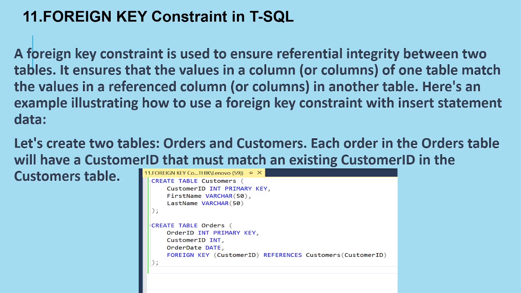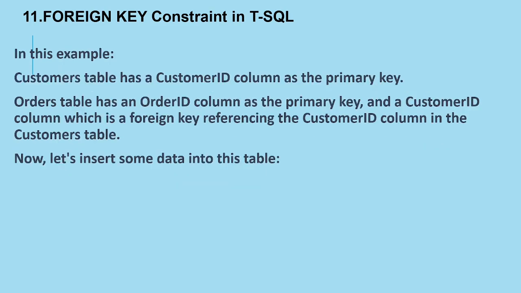Here is an example illustrating how to use a foreign key constraint with insert statement data. Let's create two tables, orders and customers. Each order in the orders table will have a customer ID that must match an existing customer ID in the customers table. It won't insert the data if it is not matching. So the ID should be available in the parent table, and only then can we insert the data into the child table. Okay, let's see the examples.